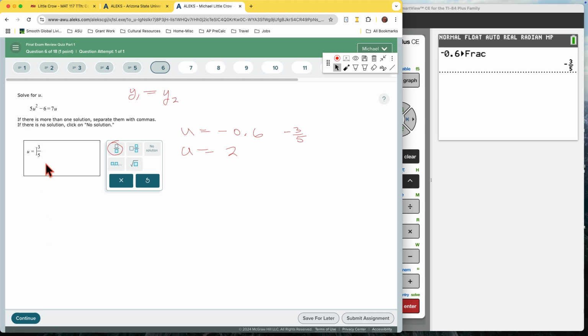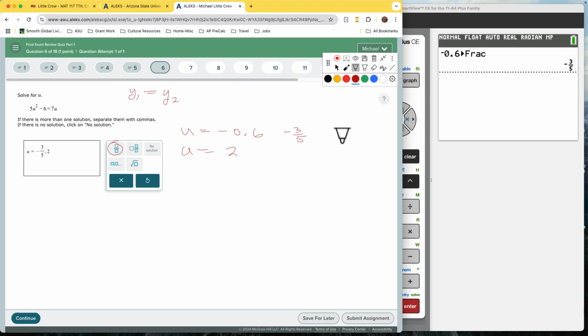The negative in the front or with the 3, either one will do it. Separate them with commas. Okay, so comma, positive 2 is the other one. So that's nice and easy. So that's a graphical way of doing it.